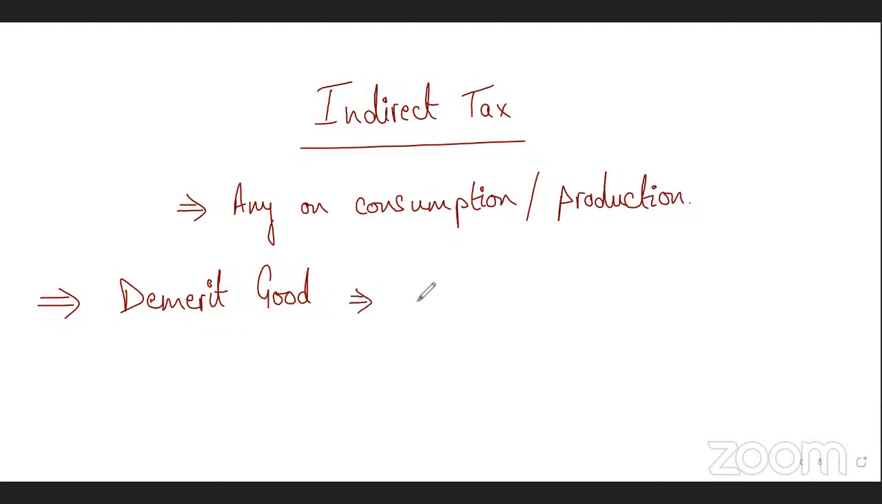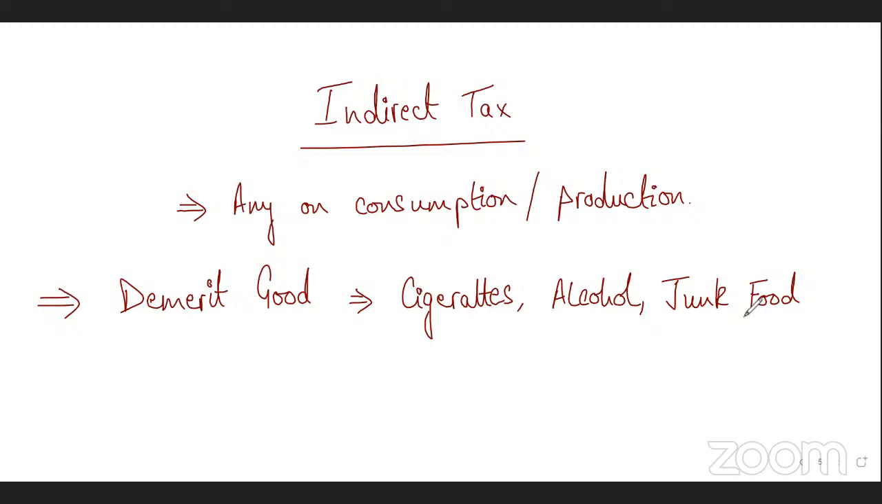Demerit goods include a couple of different things. Could be cigarettes. Cigarettes are in fact demerit goods. Then you can have alcohol. Then you can have junk food. As per the research, it's not very healthy and stuff like that, right? So these are some of the things on which the government can impose indirect taxes.